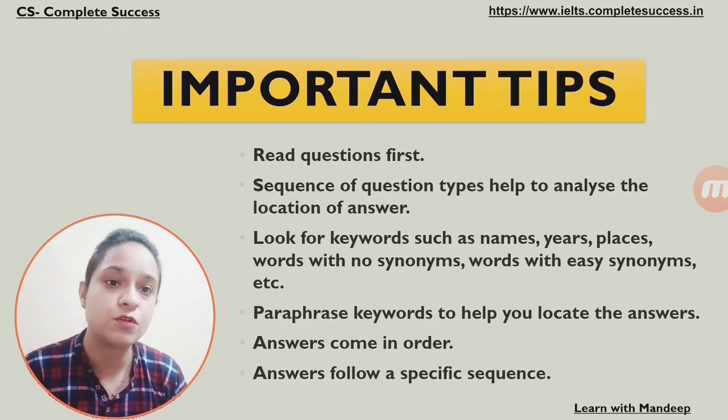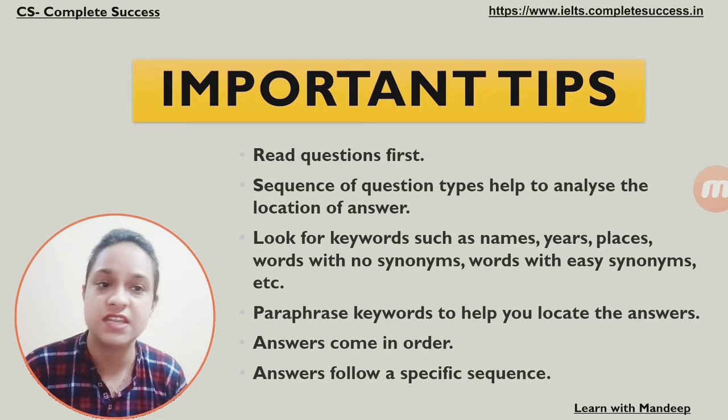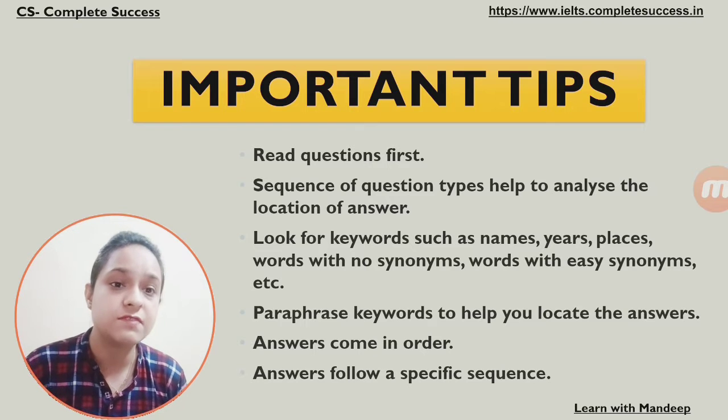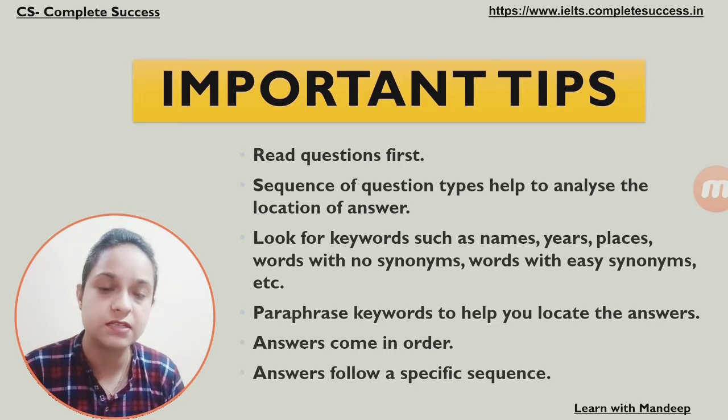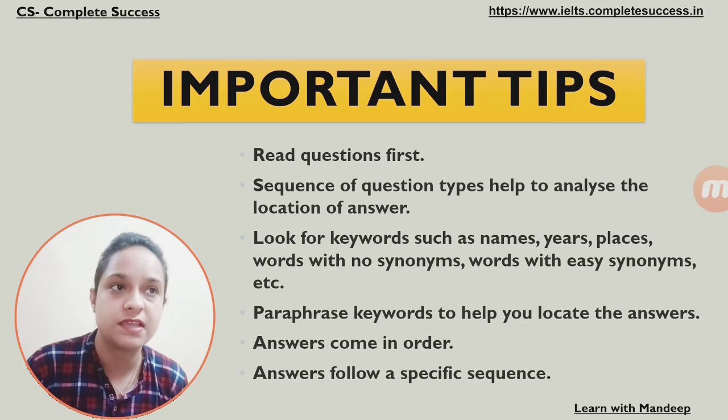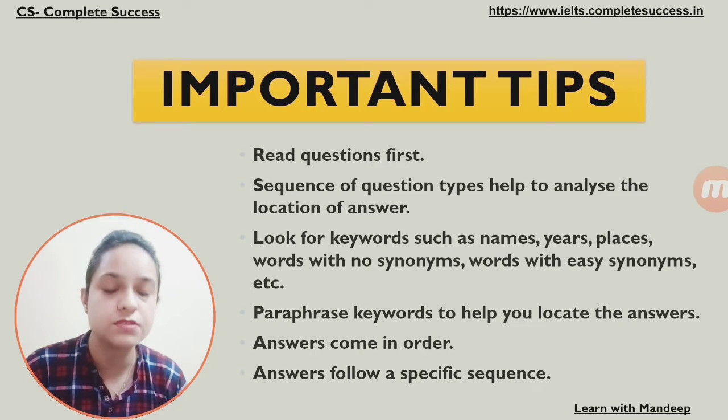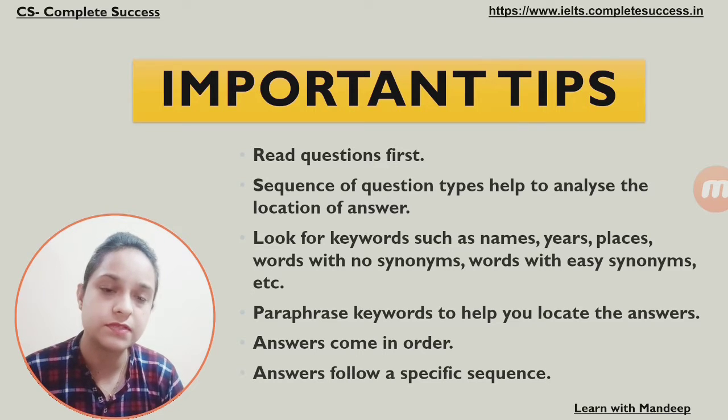Then you have to look for the keywords such as names, years, places, because these help you find where you can find the answer. And there are words with no synonyms like earth, aluminium and material, which you can use as they are. And words with easy synonyms, like for air, wind can be used, and for centuries, the year can be given.